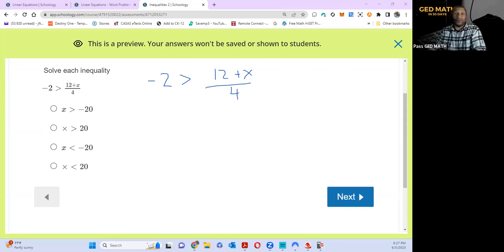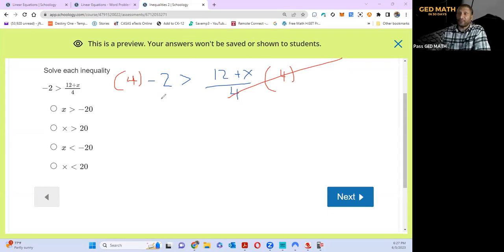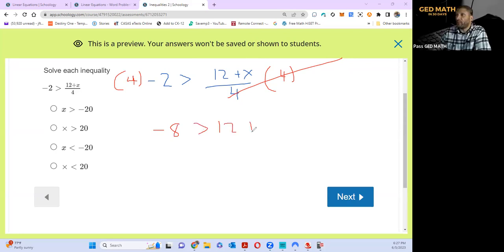What's the opposite of dividing by 4? Multiplying. Multiplying by 4. Watch this. So I'm going to multiply both sides by 4. What's 4 divided by 4? It's 1. So they cancel each other out. What's 4 times negative 2? 4 times negative 2 is negative 8. Negative 8 is greater than 12 plus x.